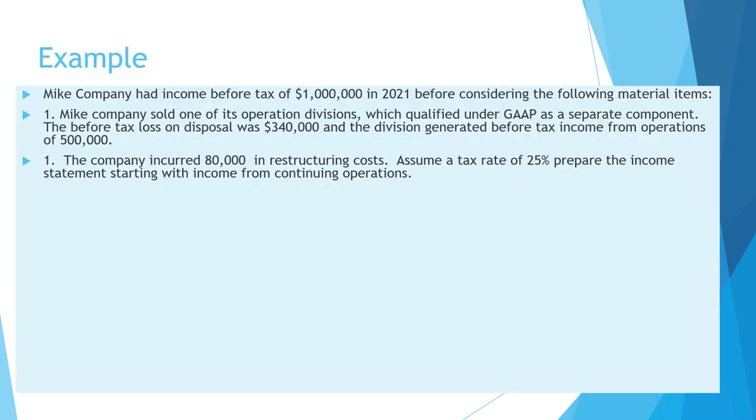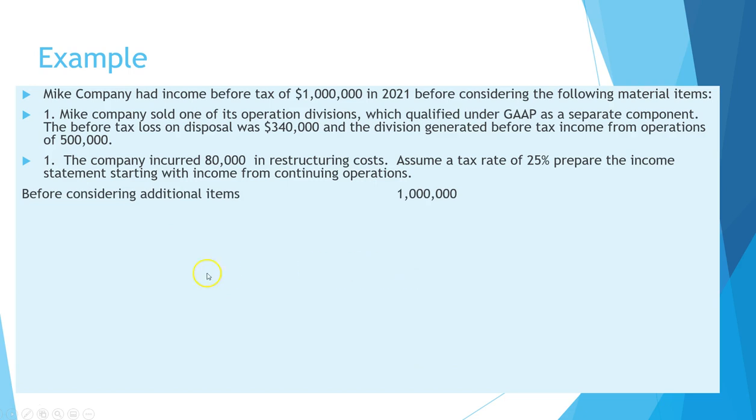Okay, Mike's company had income before tax of $1 million in 2021 before considering the following material items. Mike's company sold one of its operation divisions, which qualifies under GAAP as a separate component, which means you could treat it as a discontinued operation. The before-tax loss on disposal was $340,000, and the division generated before-tax income of $500,000. The company also incurred an $80,000 restructuring cost, and you assume the tax rate is 25%.